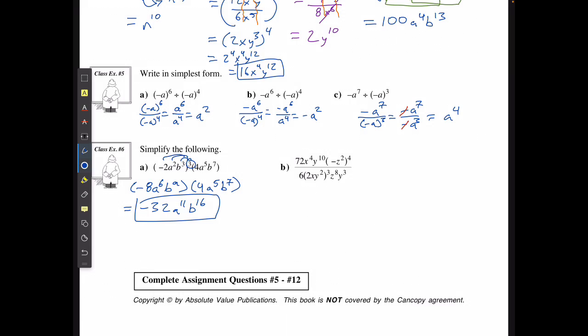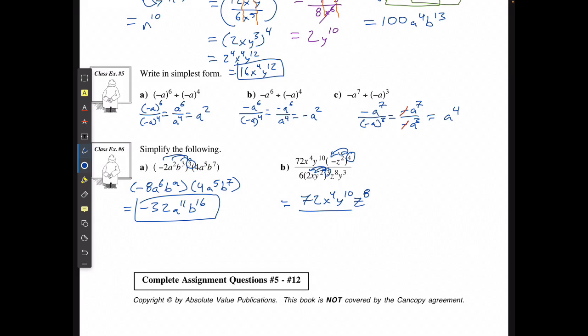For example B, I need to apply these exponents, so I'm going to take the power of 4 here and apply it to the negative and to the z's. And I'm going to take the power of 3 on the bottom and apply it to the 2's and to the x and to the y. So what do I actually have? This is the same as 72, x to the 4, y to the 10. The negative to the power of 4 is just going to be positive, and I have z to the 8 now.